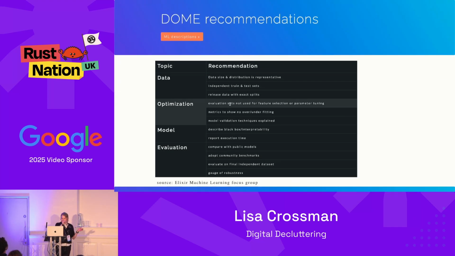So going back to synthetic data then, working with this group, the Elixir Machine Learning Focus Group, we have come up with some recommendations for looking at synthetic data and other data types and describing them. So what we want is that the data size and distribution must be representative. We need to have independent train and test sets, and we'd like data to be released with the exact splits. Then in terms of optimization, we're looking at evaluation sets not being used for feature selection or parameter tuning.